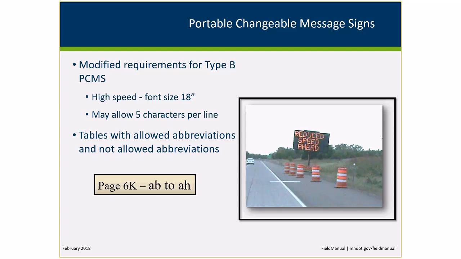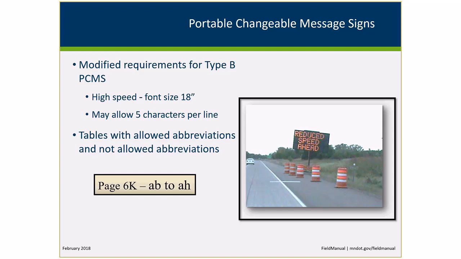If it's used on a road of 45 miles an hour or greater, the font needs to be 18 inches high. In order to accomplish that, because it's a smaller board, we allow the number of characters per line to be reduced to 5. Many of the PCMSs out there use 8 as a default for what the length of the letters are. But we worked really hard, and listed in here it talks about the allowed abbreviations. We tried to get pretty much all the abbreviations down to 5 characters or less in order to accommodate this. So just something to be aware of for the Type B signs. We still need to have an 18-inch high font, but you can go down to 5 characters in order to do that.